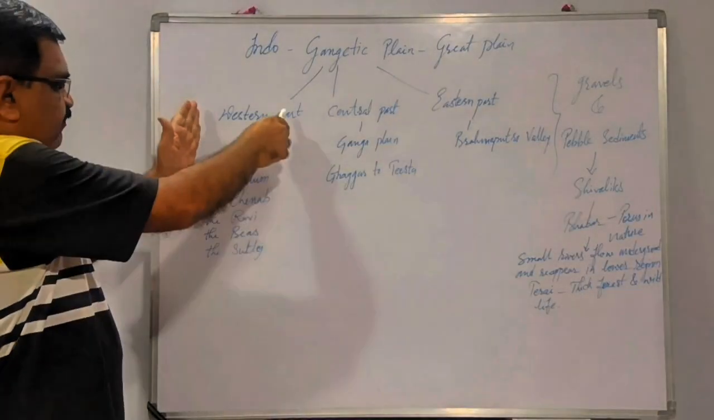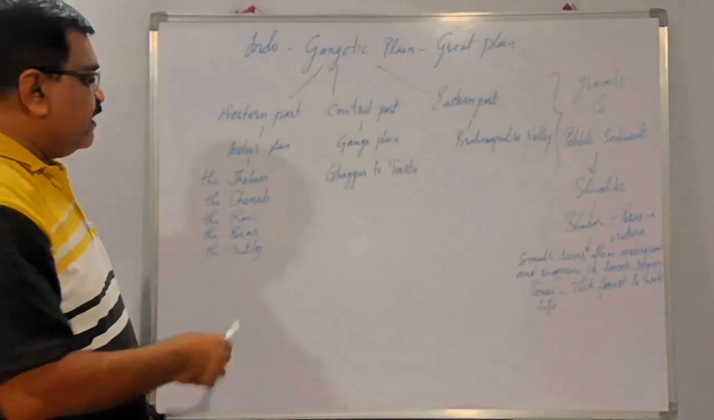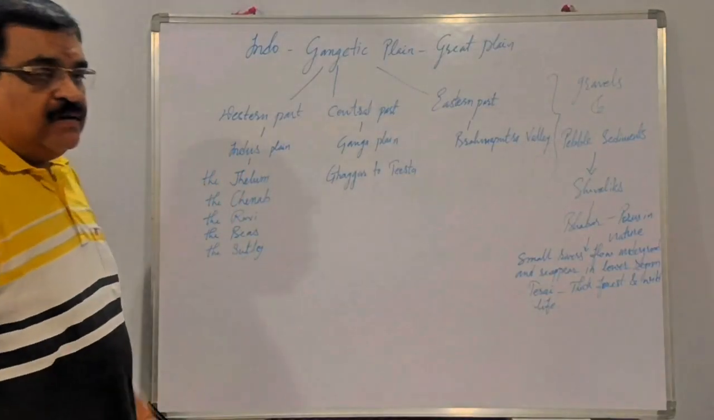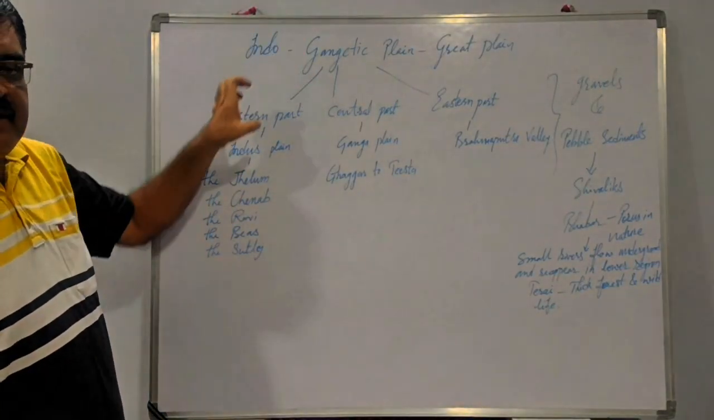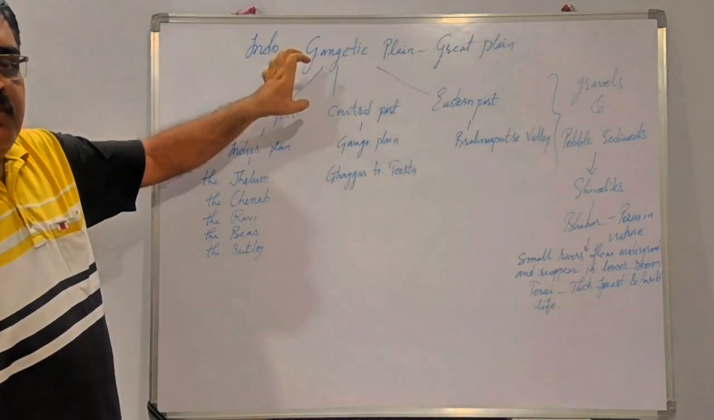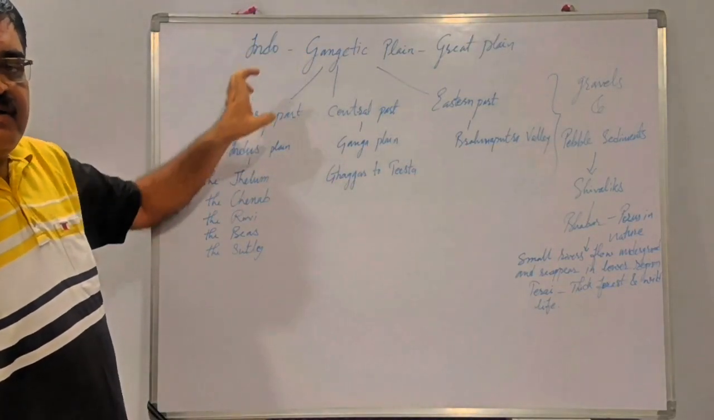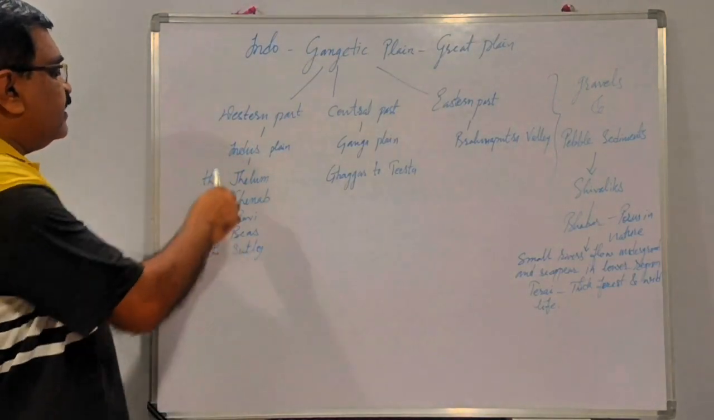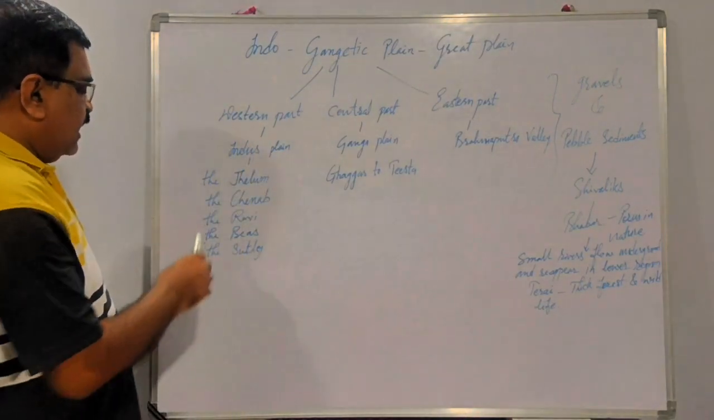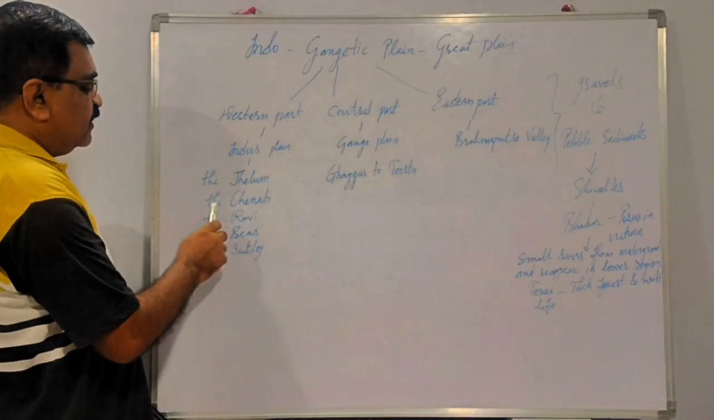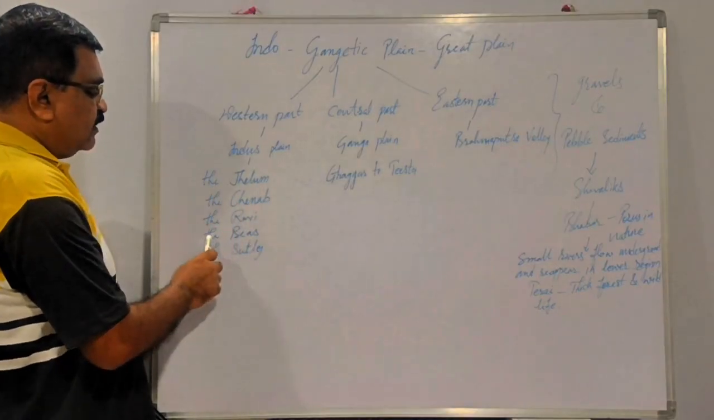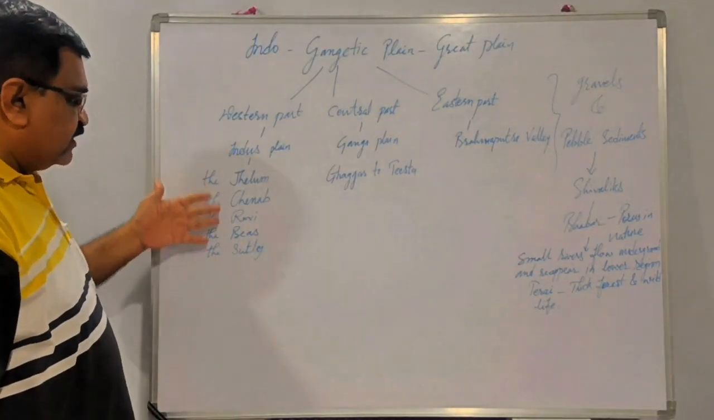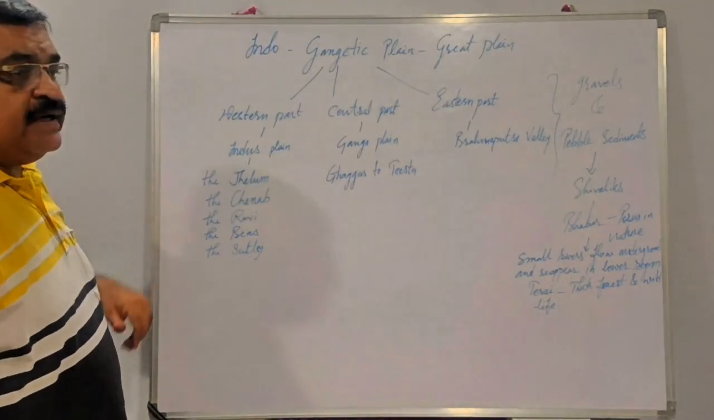The western part of the Indo-Gangetic Plain comprises the Indus Plain. The river Indus rises from the Himalayas and flows most of its way in Pakistan. It flows in India a little bit of distance, and its tributaries are the Jhelum, the Chenab, the Ravi, the Beas and the Satluj. These are the five rivers which are the tributaries of the river Indus.